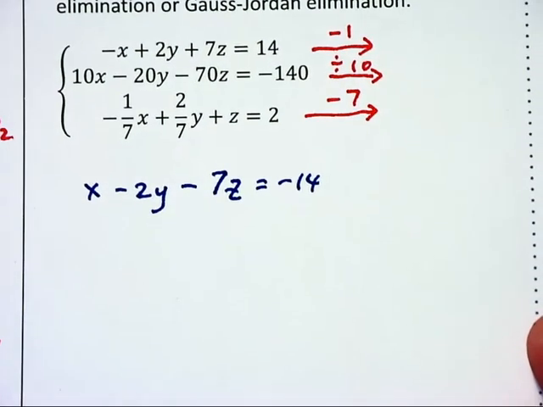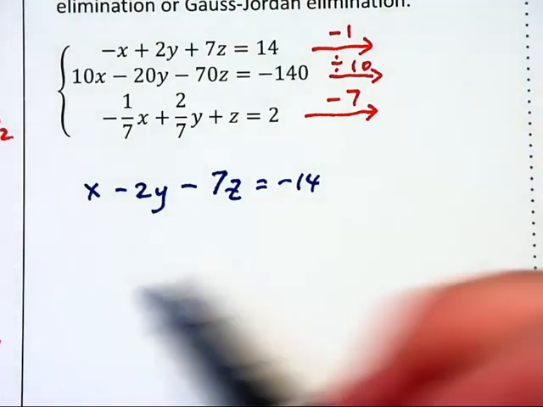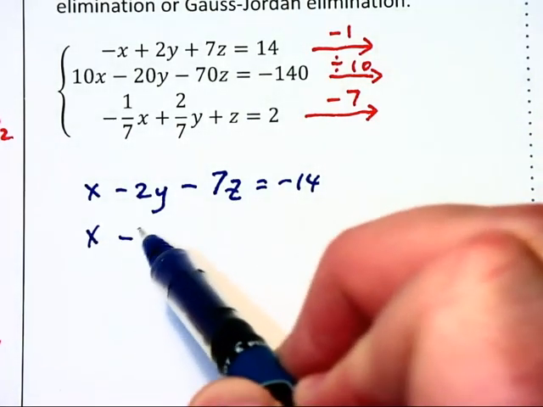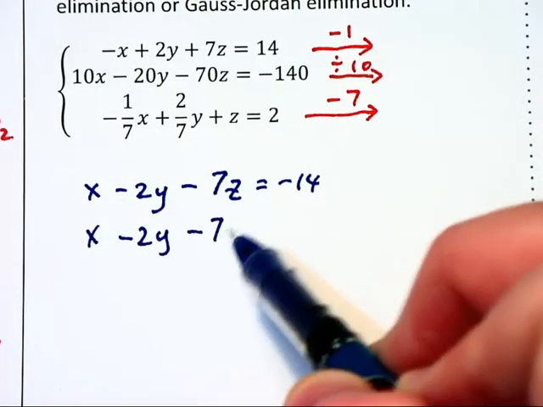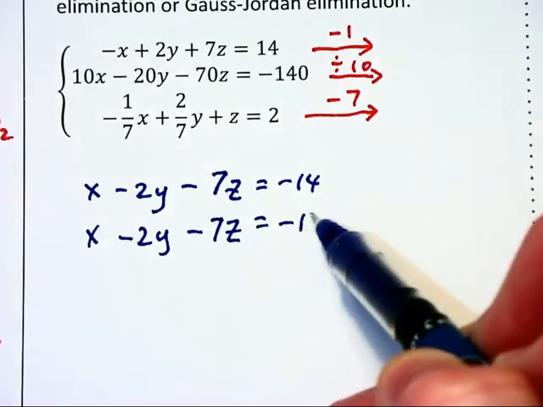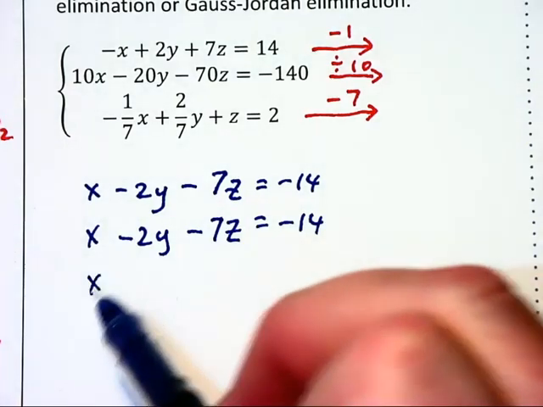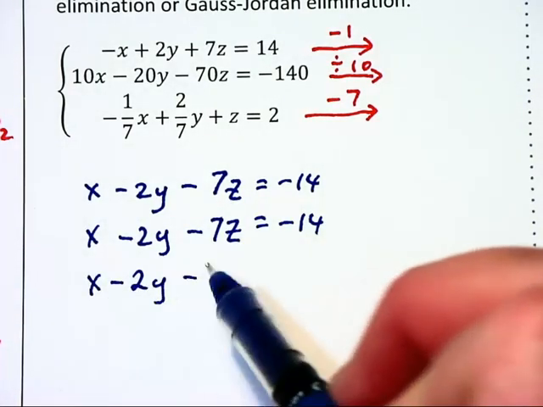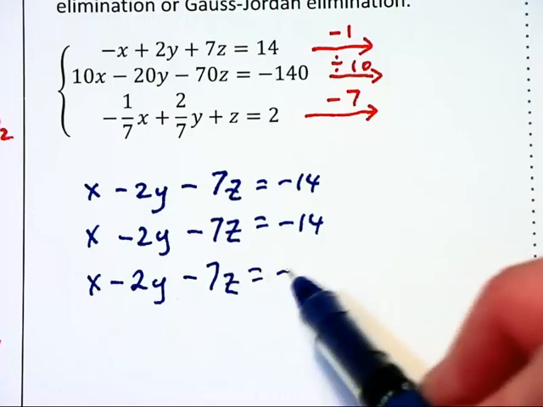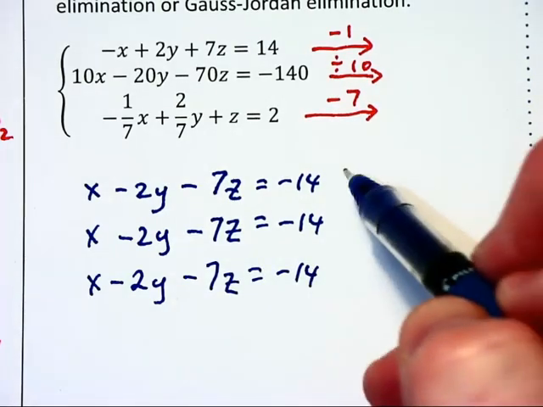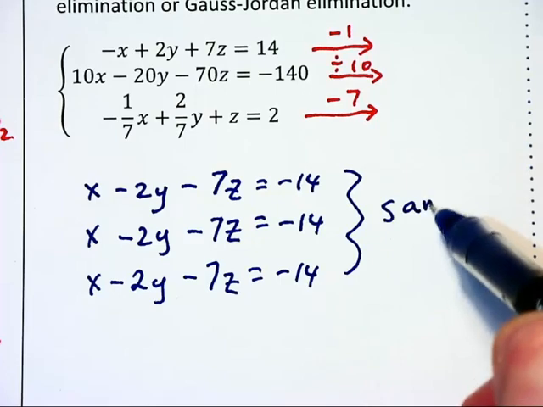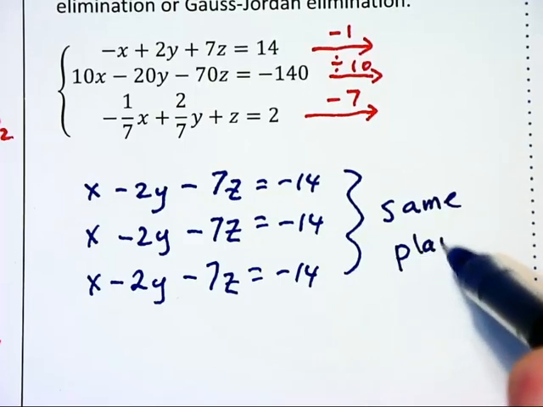Second equation, dividing by 10 gives me x minus 2y minus 7z equals -14. Hey, same plane. And the third one, when I multiply through by the -7, I get x minus 2y minus 7z equals -14. So basically, all three are the same plane.